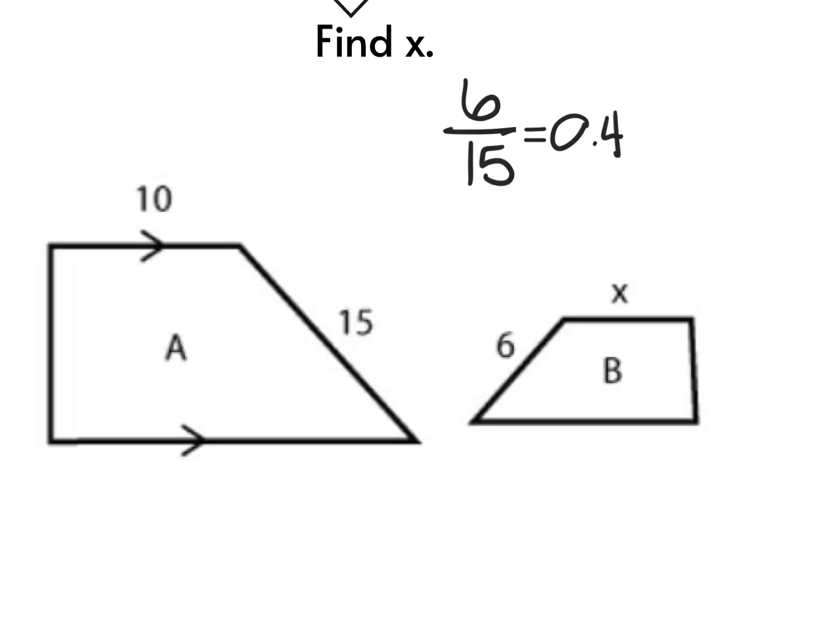Once we figured out that that scale factor was 0.4, we could then take our original length and multiply it by 0.4 to get this corresponding side that goes with it. Okay? All right.